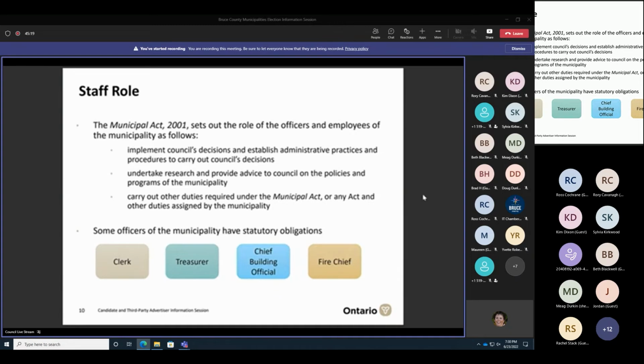So as you know, there are some municipal staff positions that have statutory obligations: clerk, treasurer, chief building official, and fire chief. It is important that council not interfere with the statutory obligations of those roles. So for example, the clerk and treasurer positions have statutory duties or responsibilities assigned to them under the Municipal Act and other pieces of legislation. The Building Code Act would define statutory duties for the chief building official, and the Fire Prevention and Protection Act would define statutory duties for the fire chief.